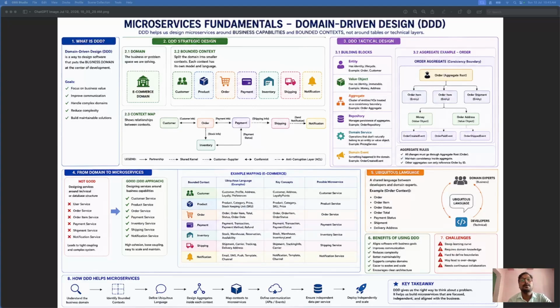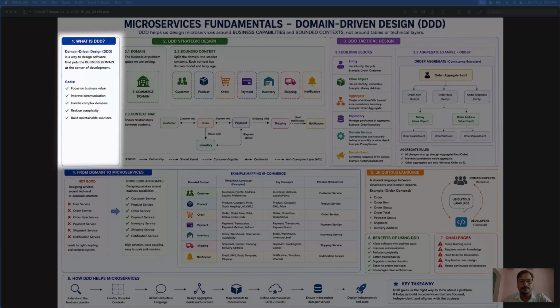Let's start with the first question itself. What is domain driven design? Domain driven design is not a framework. One thing is very clear: it is not a programming language and it is not a software architecture as well. It is a way of thinking about software. It tells us that software should be designed around the business problem, not around the database, not around the UI screen, and not around the programming languages. It should be designed around the business problems.